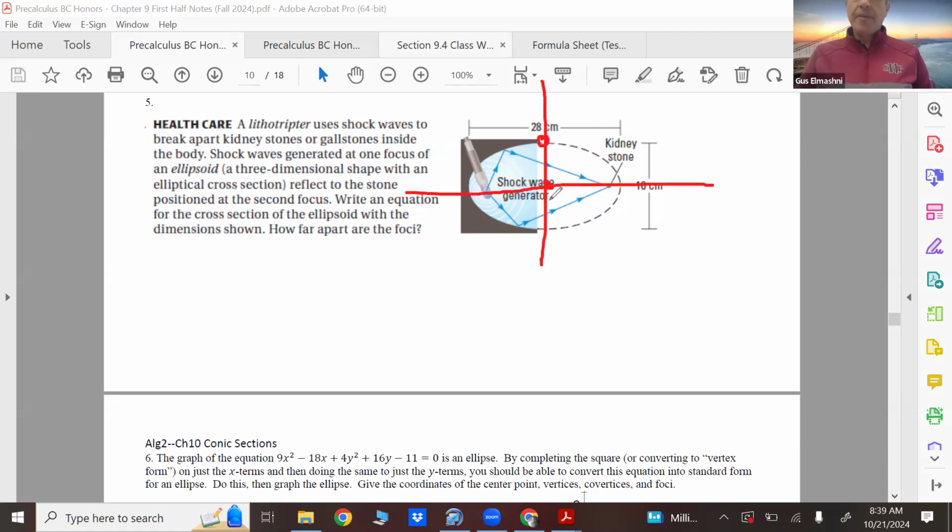So what I'm going to do, hey Ethan, is I'm just going to put the center at the origin, kind of make it easy for myself. And it's pretty simple. X squared over 14 squared.